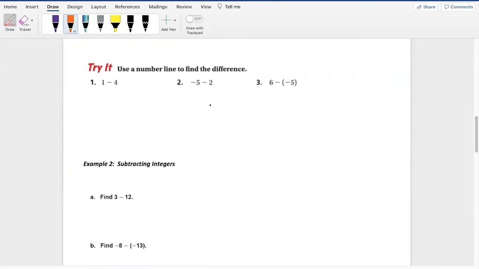All right, here's the spot where if you want to pause the video, give those a try, and then we'll go over them together so that you can check to make sure you're on the right track.